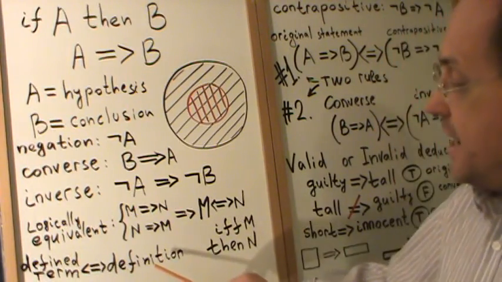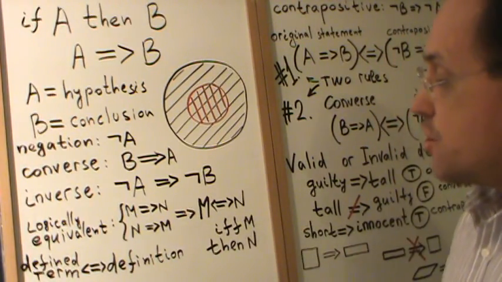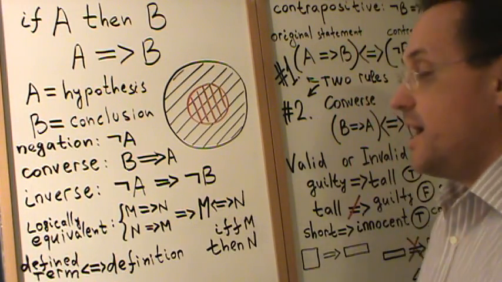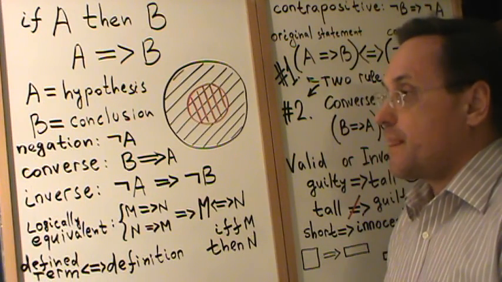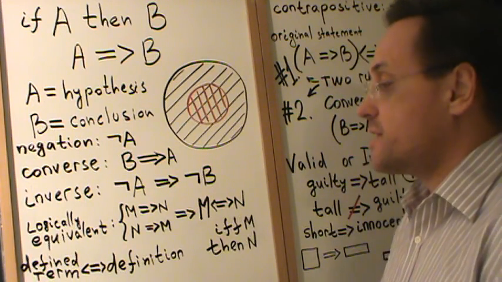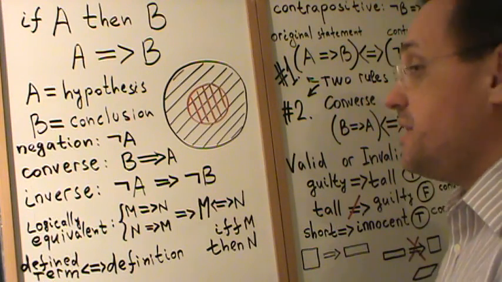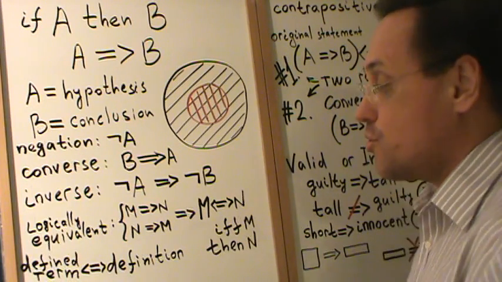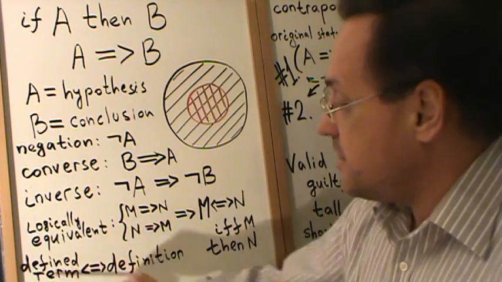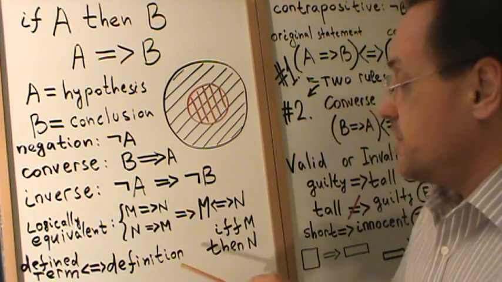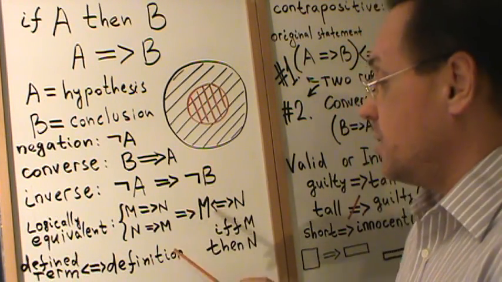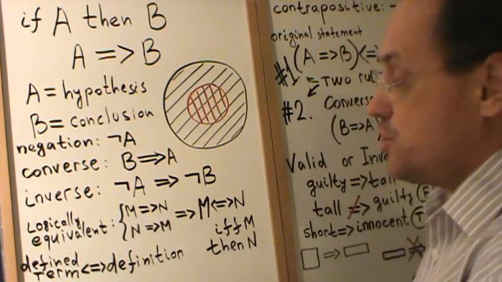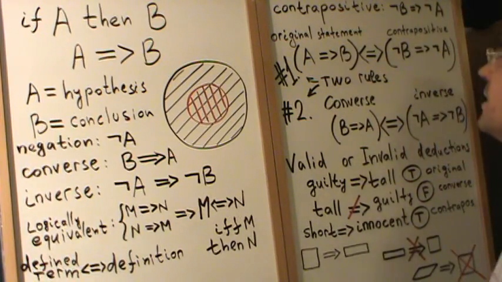We need to mention definitions. Definitions are normally logically equivalent to defined terms. For example, we say a rectangle with all the sides equal. So instead of repeating every time "a rectangle with all the sides equal," we invent a new term, a square. So the defined term is square, and the definition is rectangle with all the sides equal. These two statements, or in this case just a term, are logically equivalent.